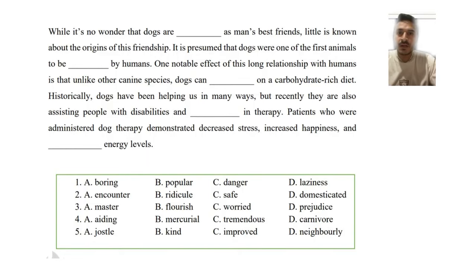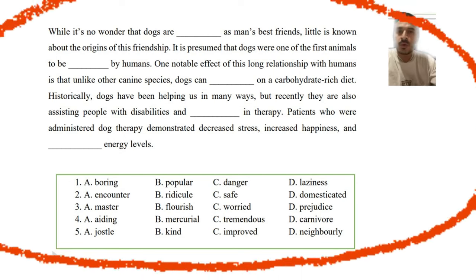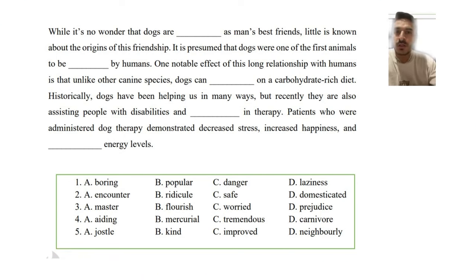So guys, let's start with the PTE reading and writing fill in the blanks. What is the first rule? The first rule is to read the whole question, understand the situation, then read out all the options and choose the best one. So you have to check before blank and after blank what is the situation going on.